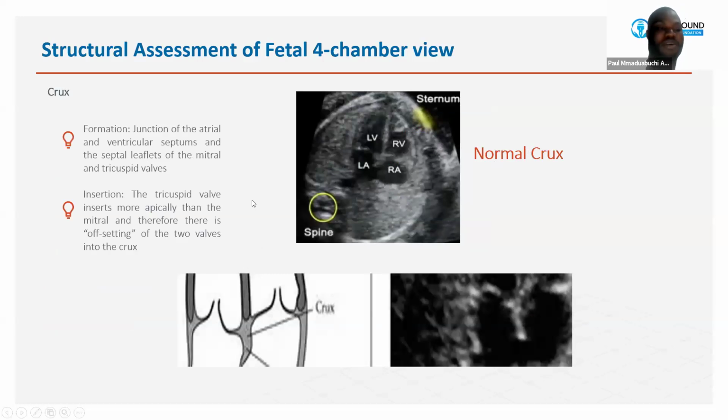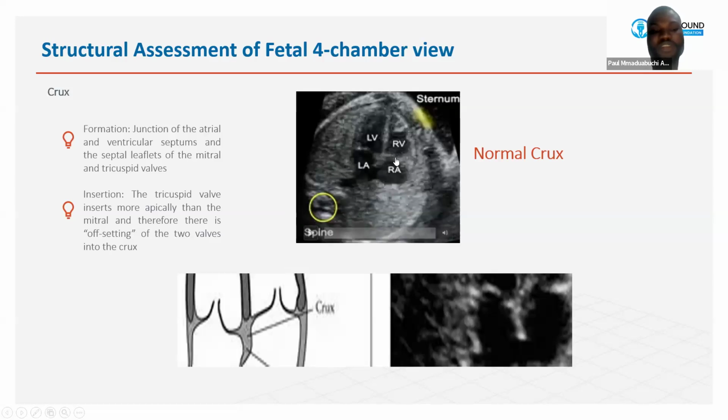So we'll talk about the cross. The cross is the junction of the atrial and the ventricular septum, and also the septal leaflets of the mitral and tricuspid valve. The center of it is what we call the center of the heart, or the endocardial cushion, which is what we call the cross. And when it comes to the insertion, the tricuspid valve inserts while imaging the cross.